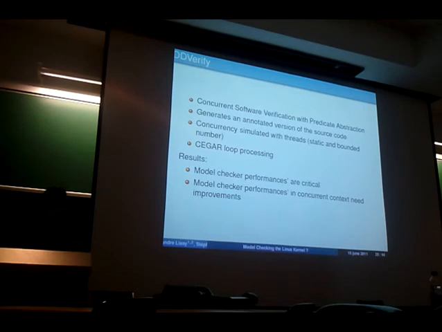And they also use the CEGAR-like loop, so abstraction refinement. So they check and they improve it. There are two main results: that model checker performance is critical, it's where most of the time is spent, and that model checkers in a concurrent context are very bad at that.